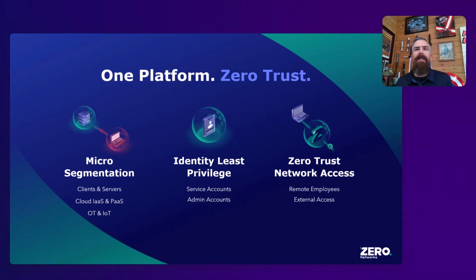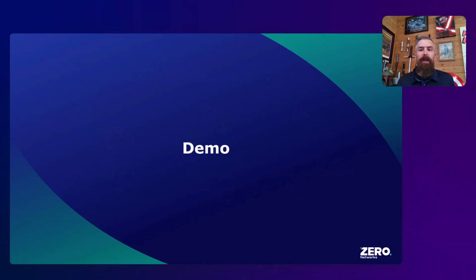On top of that, you're still going to need to leave some things open. So you want to limit identity least privilege or segment identities such as service accounts and admin accounts across the environment so you can limit where they can log in and not expose them in a way an attacker can get them. And ultimately extending outwards from inside the network is zero trust network access for remote employees or external access. But we're going to focus in on the network and identity segmentation in Zero Networks. So let's jump into a demo so you can see how this is super easy and automated in the environment.